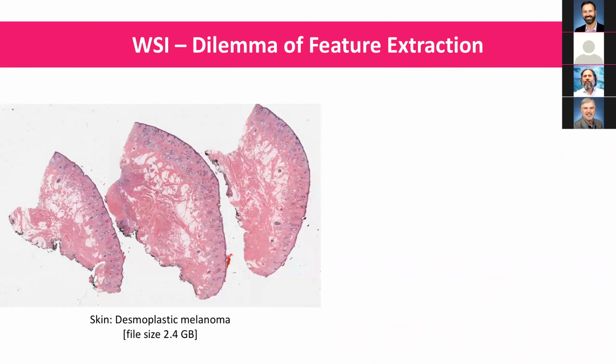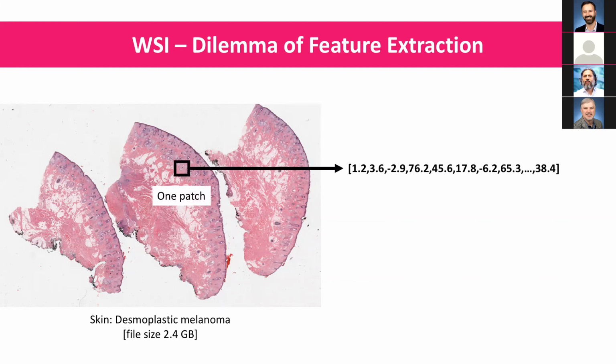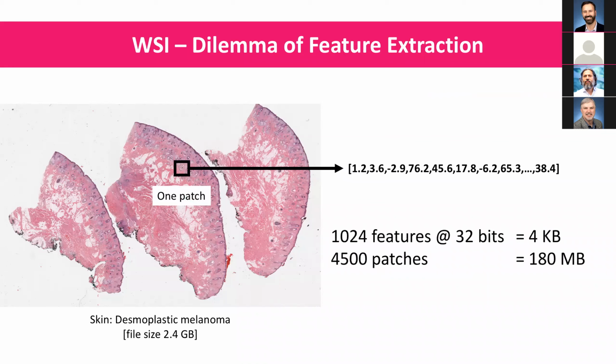We have another problem when we look at these images. The example of melanoma here is 2.4 gigabytes of information. So how do you make a computer understand this image? Usually in computer vision, it is through feature extraction, which means for small patches, you calculate some numbers that the computer understands as features or attributes. For this case, for example, we calculated, and you get almost 180 megabytes of additional information as features.